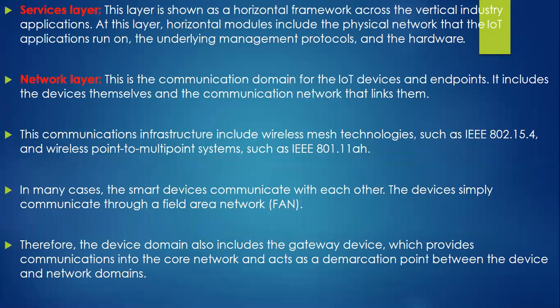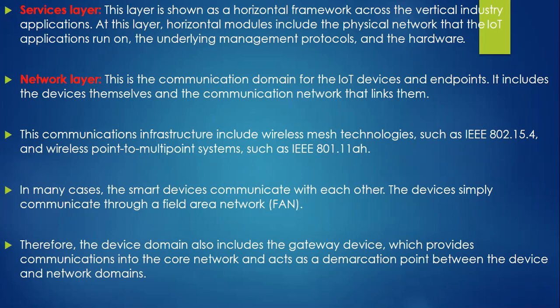So this layer is shown as a horizontal framework across the vertical industry applications. At this layer, the horizontal model includes the physical network that the IoT application runs on, the underlying management protocols and the hardware. The service layer, as the name indicates, provides a service related to the network. Here we'll be using the hardware, the network, and the protocols, based on which we'll be generating a secure network, using which the devices can interact with the application layer.